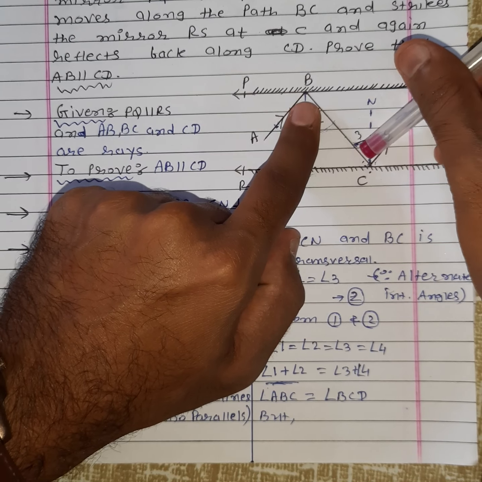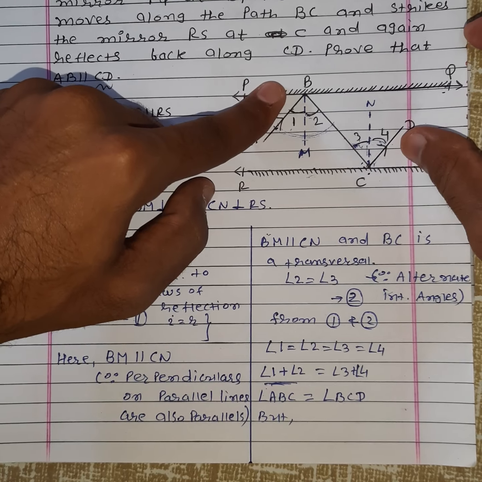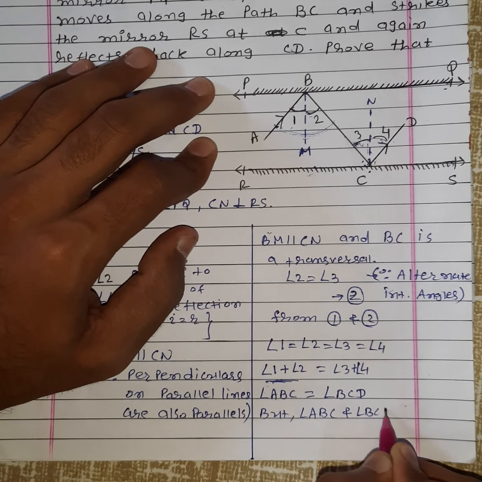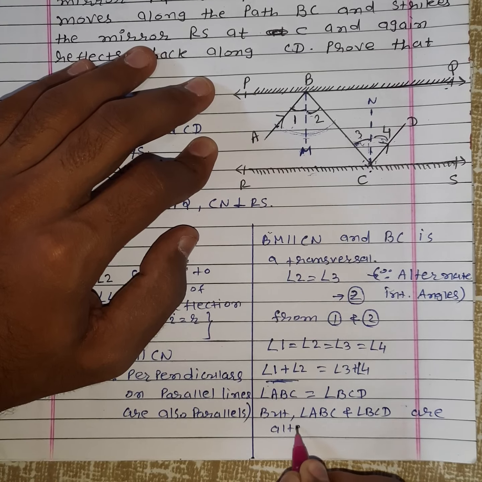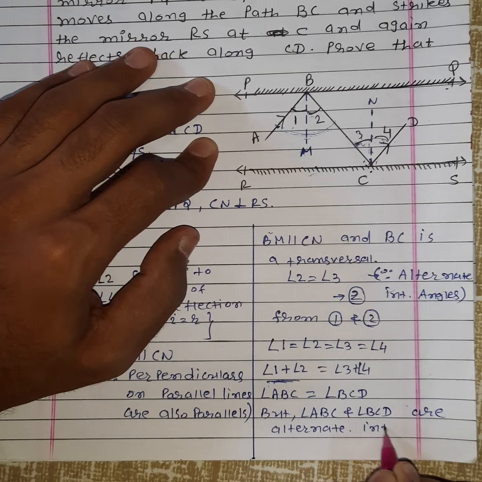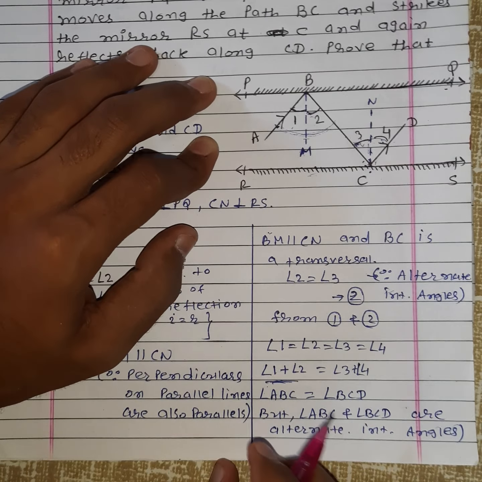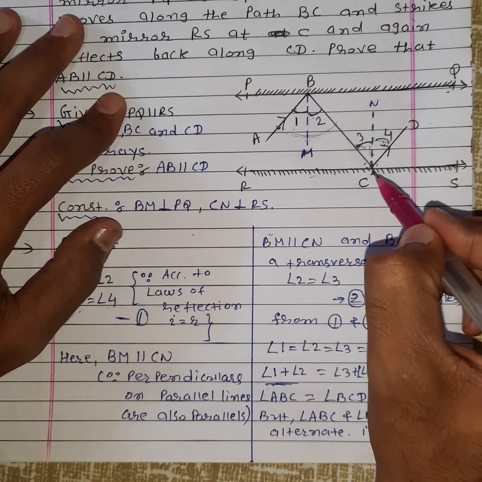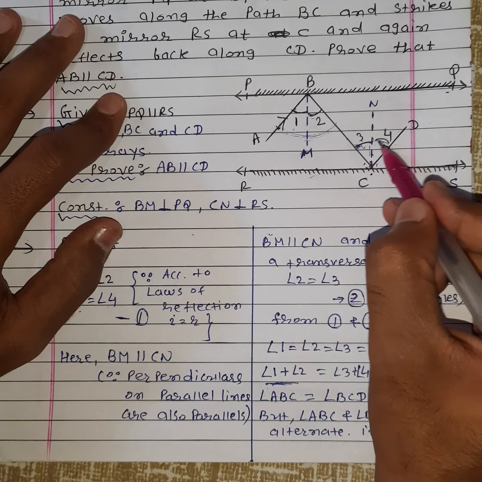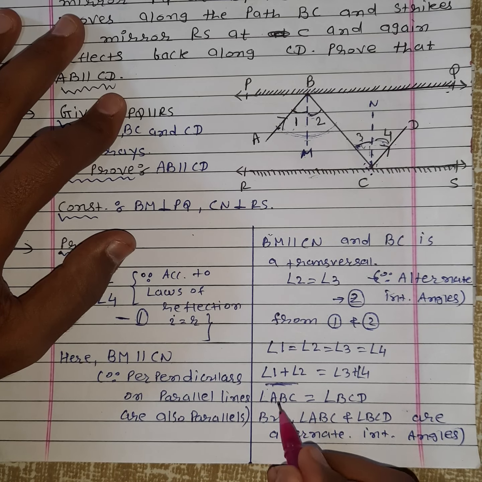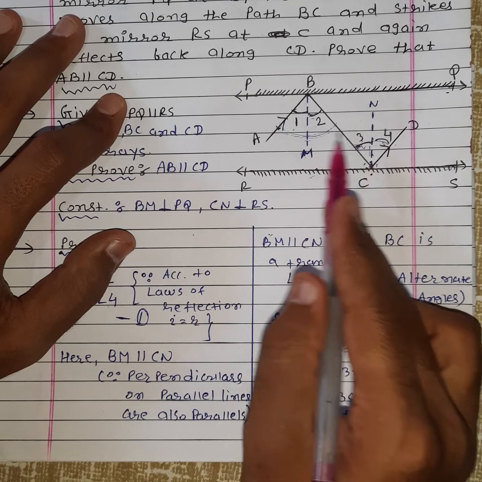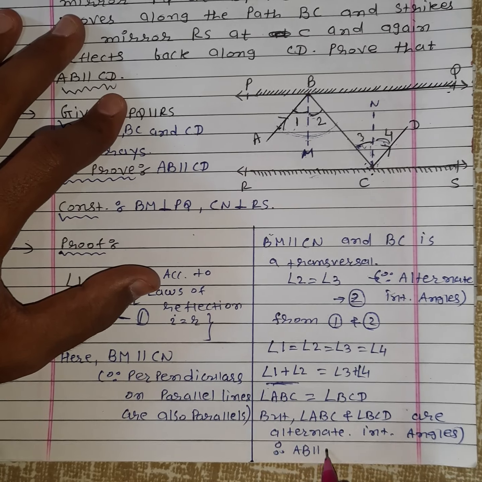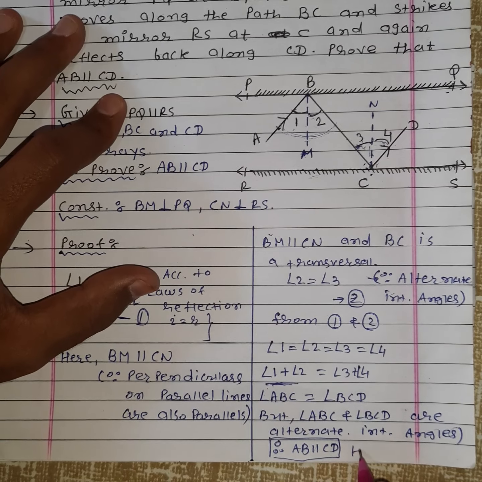अगर अल्टरनेट इंटीरियर एंगल्स इक्वल होते हैं तो AB और CD दोनों पैरेलल होनी चाहिए, राइट? सो बट एंगल ABC एंड एंगल BCD आर alternate interior angles, and if alternate interior angles are equal, तो वो कब इक्वल होंगे? जब AB और CD दोनों पैरेलल होंगी. हमने प्रूव कर दिया कि ये दोनों इक्वल हैं, तो वो दोनों इक्वल कब होंगे? जब AB और CD पैरेलल हो. सो देयरफॉर AB is parallel to CD and this is what we wanted to prove, hence proved.